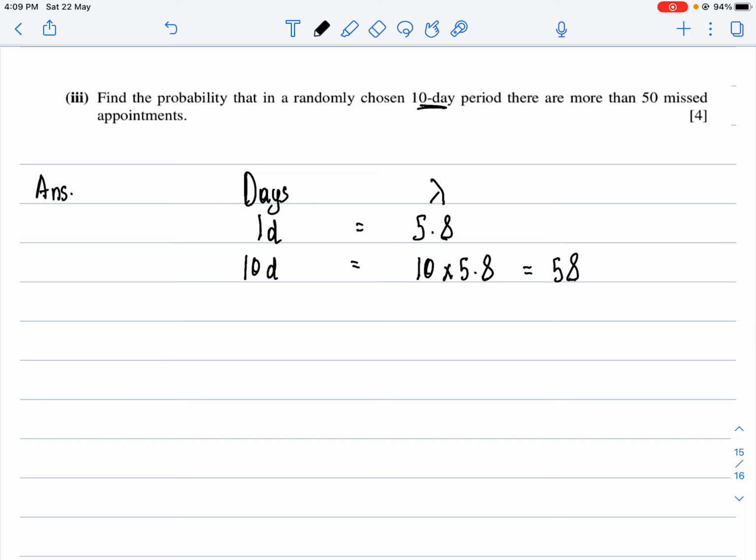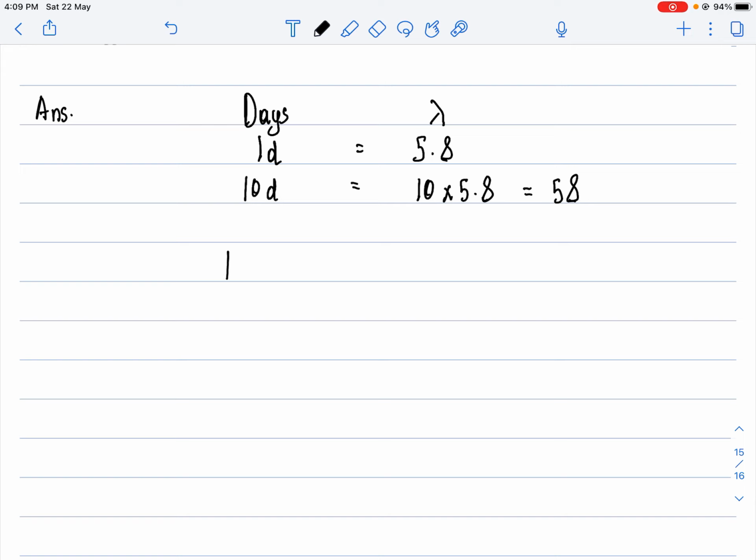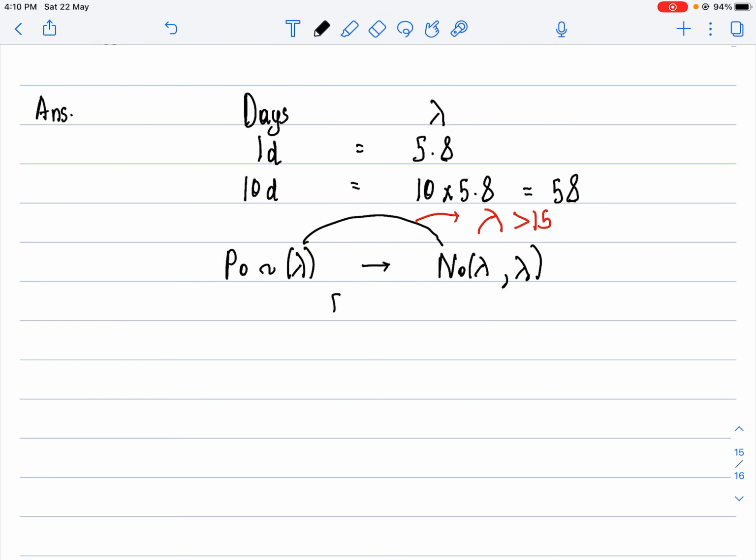Now see, do you think we should use Poisson? Should we continue using Poisson? No, because you need to know the condition for converting Poisson to normal. Normal means lambda, lambda, because lambda is both the mean and the variance, correct? The main condition of converting from Poisson to normal is that your lambda should be more than 15. And as you can see, my lambda here, which is 58, is much more than 15.